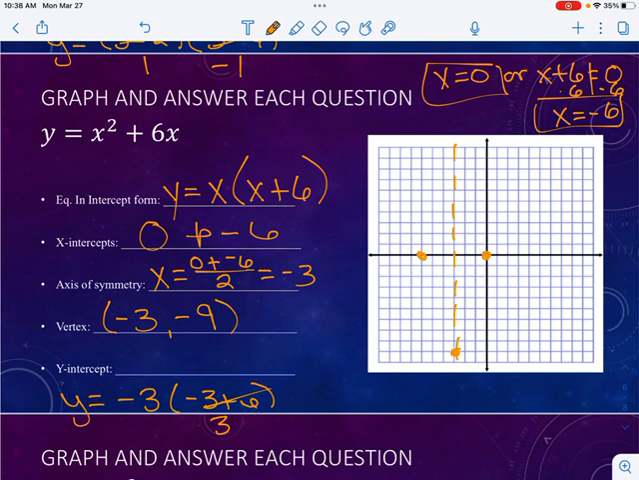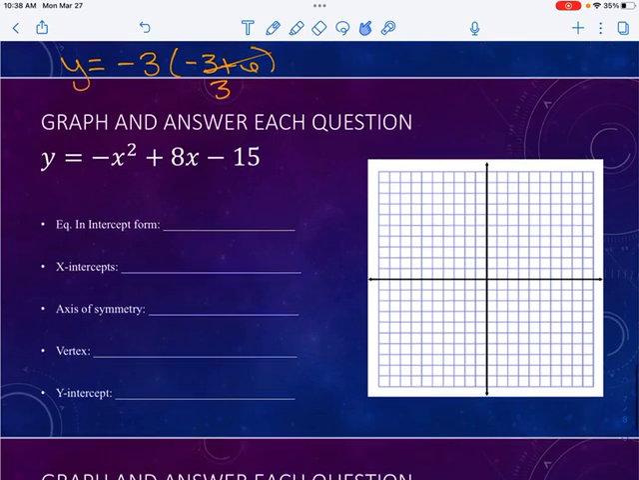So there's my vertex. From the vertex, I'm going to move right 1 up 1. Then I'm going to move right 2 up 4. Okay, and there would be my graph. And here, if we plug 0 in for the x's to find the y-intercept, we come back with 0. And that is our graph of our quadratic.